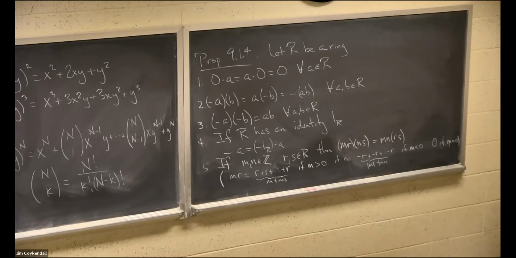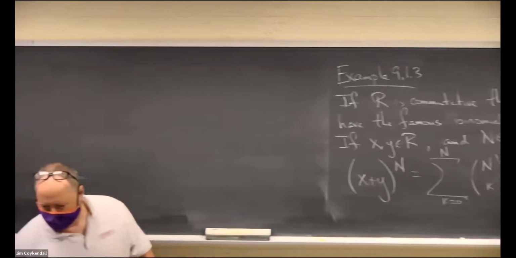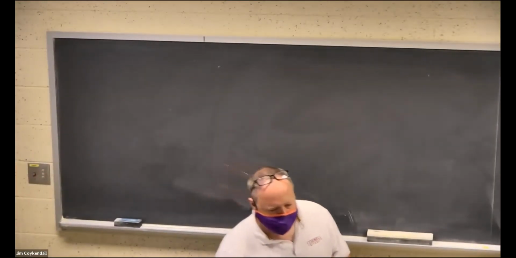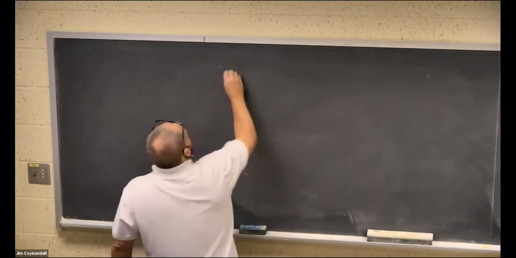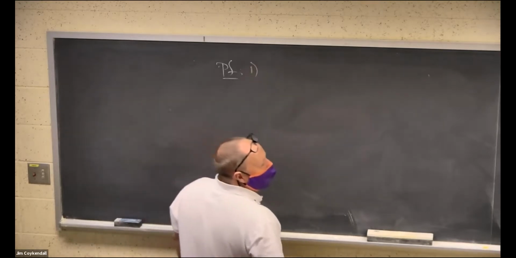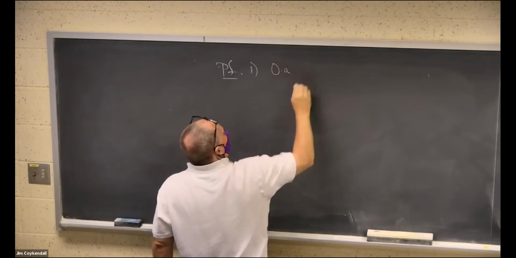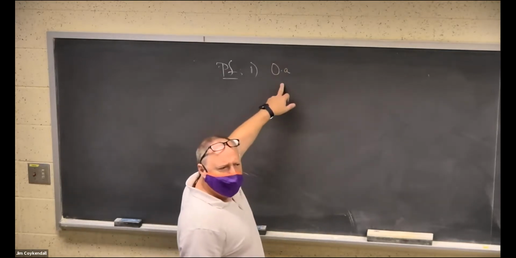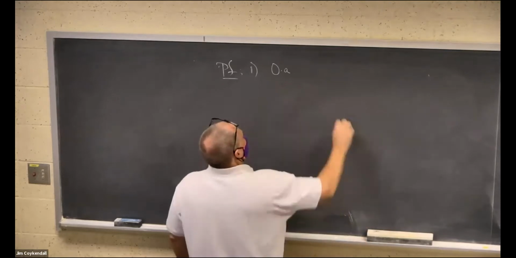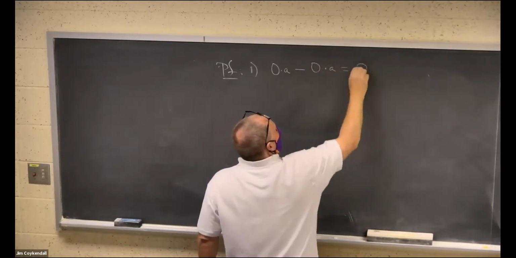Let me prove a couple of these things. It would be kind of embarrassing if I couldn't prove that 0 times something is 0. So let me point out that 0a minus 0a, whatever this is, is 0.